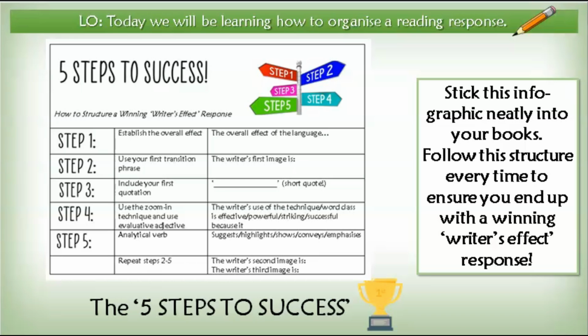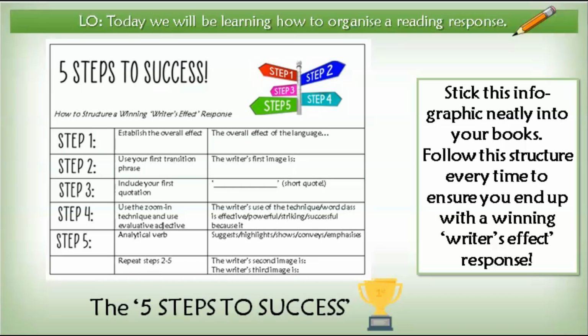So quite simply, we are going to use the writer's use of the technique, so the writer's use of the metaphor, simile, personification, onomatopoeia, etc., or the writer's use of the adjective, verb, noun, etc. And then we are going to follow that by an evaluative adjective such as effective, powerful, striking, successful, because it, and then we are going to, of course, analyze. Step 5 is where you are going to get your marks, really. And that's where you use your analytical verbs such as suggests, highlights, shows, conveys, emphasizes.